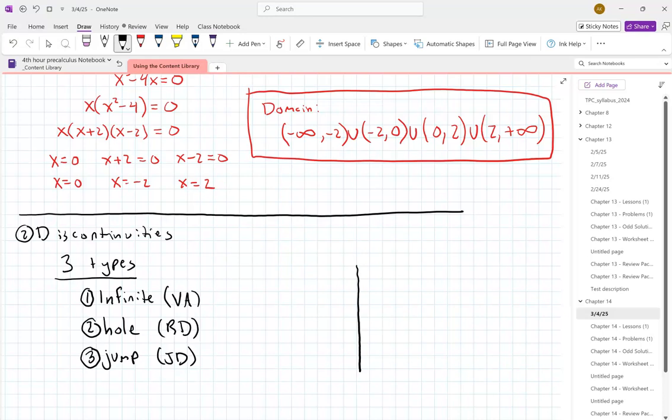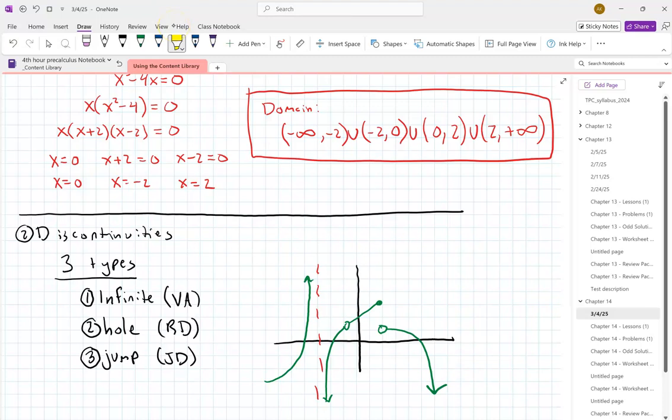So I'm just going to sketch a picture here off to the side to show you what we're talking about. Jump discontinuity. So here's a little picture that just illustrates these 3 different types of discontinuities. Our infinite discontinuity is just a vertical asymptote. We know what that looks like, I hope, right? It's a line the graph can approach but cannot cross.